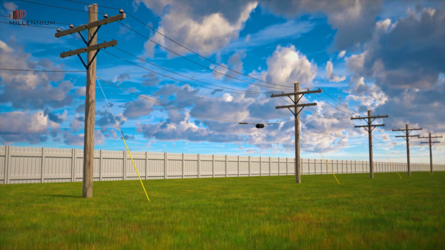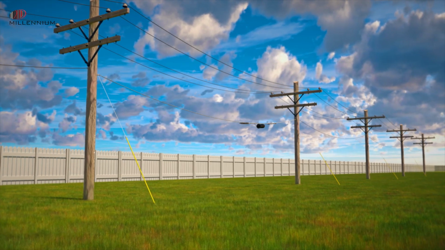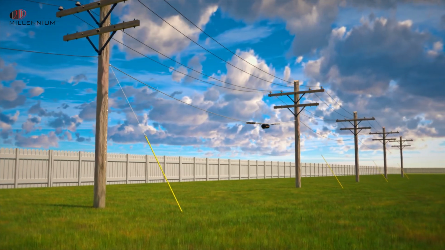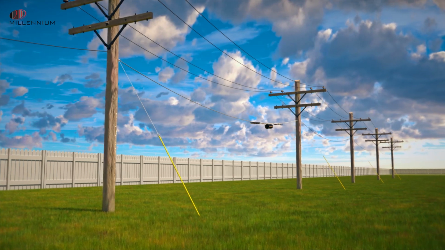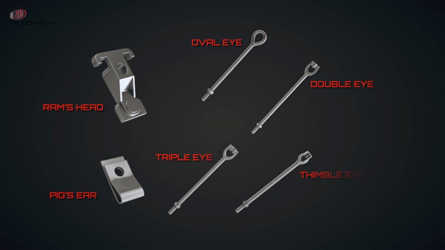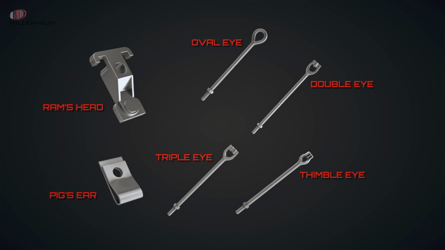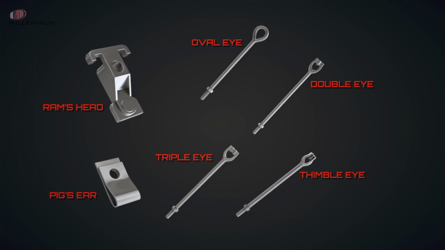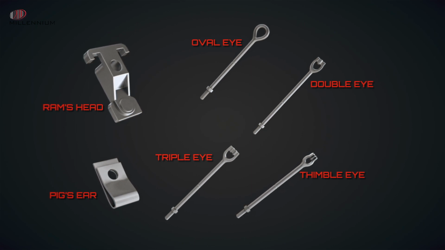A guying structure is required on some telephone poles for additional support. Guying increases the amount of weight that the pole can withstand. There are multiple different options to attach the guy wire to the pole. Bolts are one method to attach the guying wire to the top of a pole. These bolts have multiple different bolt head options. The most popular options are an oval eye bolt, double eye bolt, triple eye bolt, and thimble eye bolt. Other methods to attach guying structures are guy hooks or attachment straps.